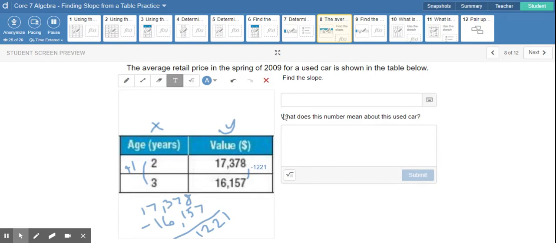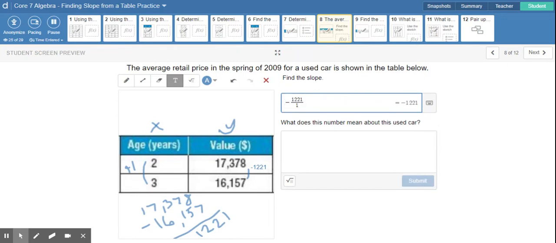1,221. So if I'm going to write my slope, change in y goes on top. So negative 1,221 divided by 1. Negative 1,221 over 1 is our slope, or our rate of change. Remember, those are interchangeable words.